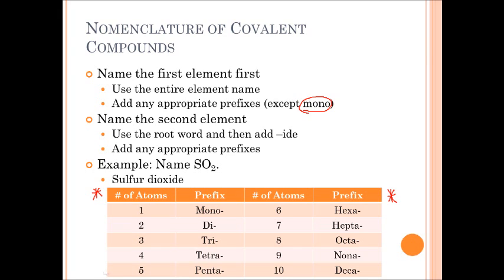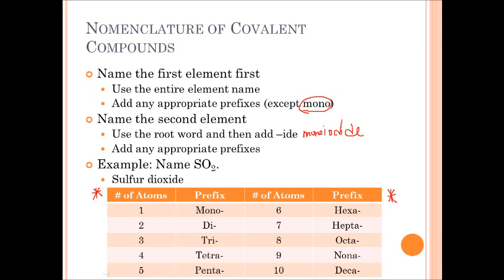The second element, you name, and you follow the same rules as with ionic. You take the root of the word, you add ide. So again, if we had iodine, it would be iodide. And then again, you apply the appropriate prefix. This time, if you only have one, you do say mono. So we could say monoiodide.